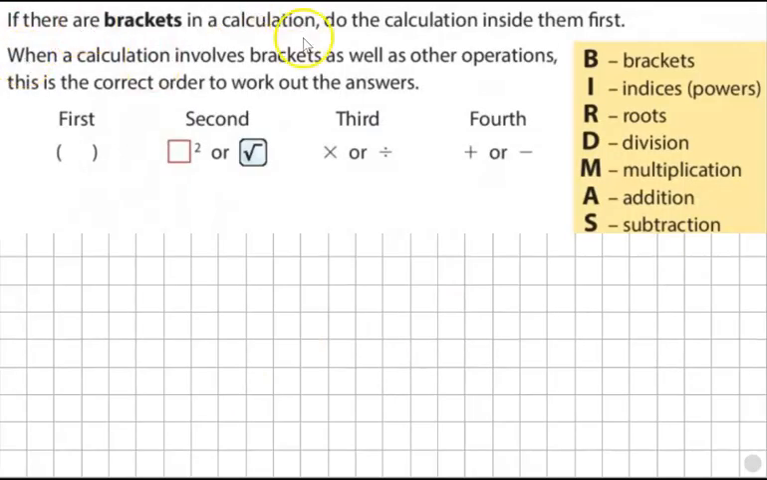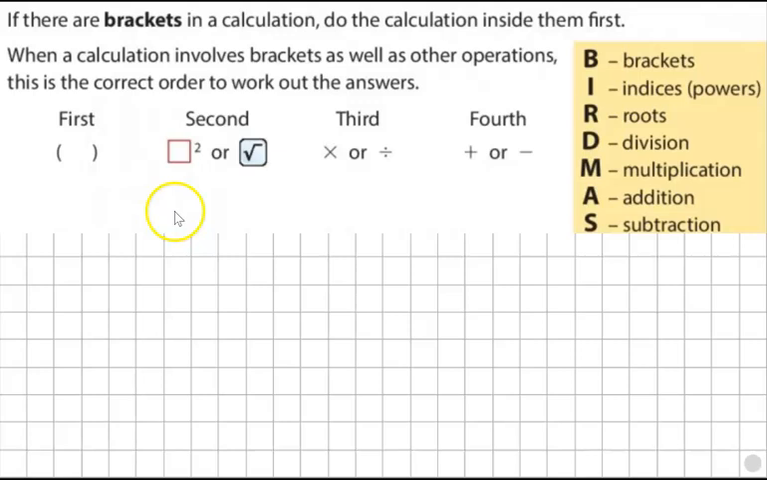If there are brackets in a calculation, do the calculation inside them first. When a calculation involves brackets as well as other operations, this is the correct order to work out the answers. So brackets are always first. Then we do the powers or the square root. Then we do the multiplication or the division. And finally, at the very end, the addition or the subtraction.